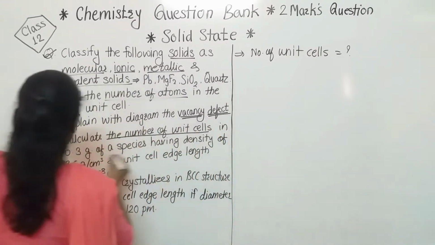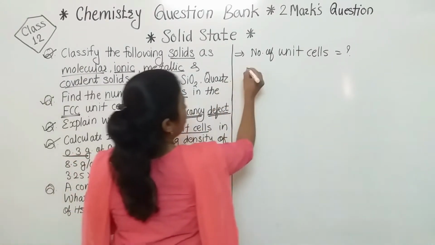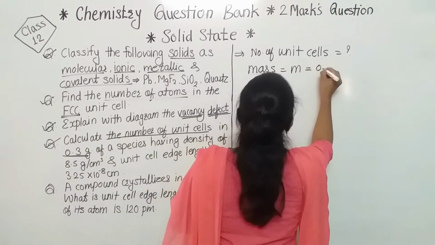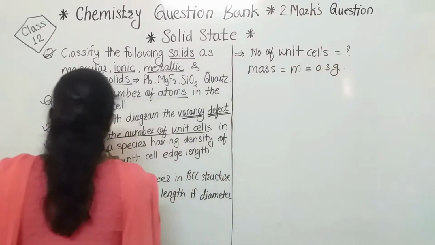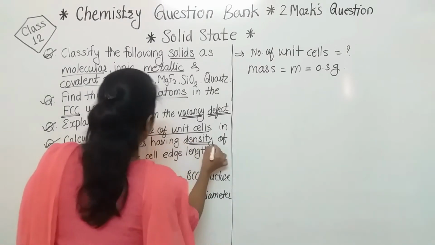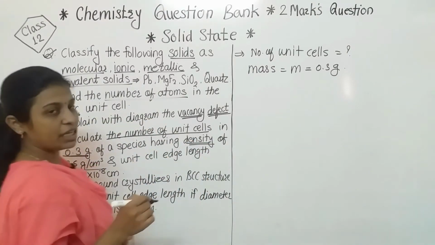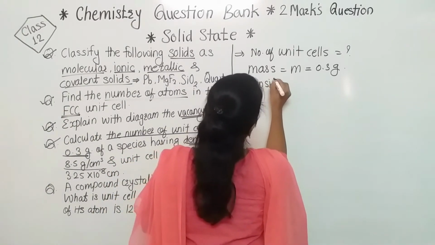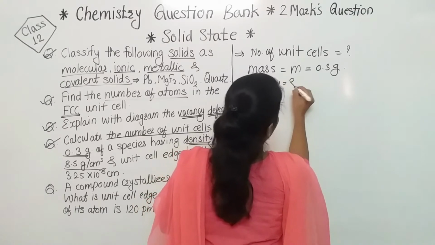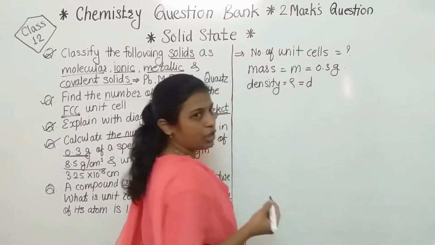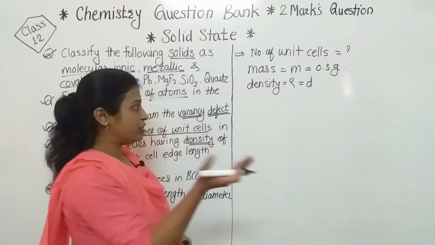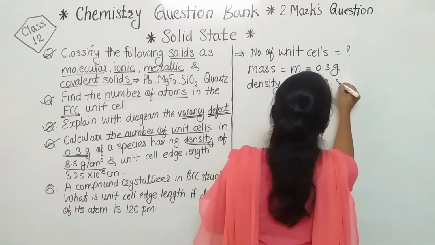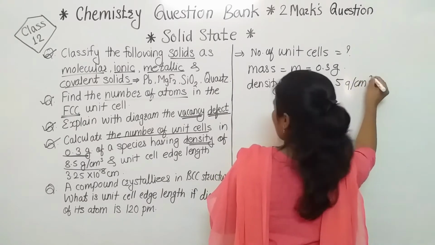Next one, in 0.3 gram, that is, here we are given the mass. Mass is denoted by the symbol m and it is 0.3 gram. Next, of a species having a density of 8.5 gram per centimeter cube. Here we are also given the density. For density you can use the symbol rho and you can use the symbol d also. Whichever one you are habituated to, based on that you can use that symbol. It is 8.5 gram per centimeter cube.